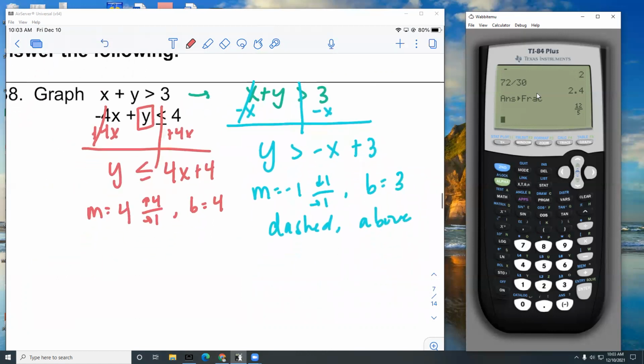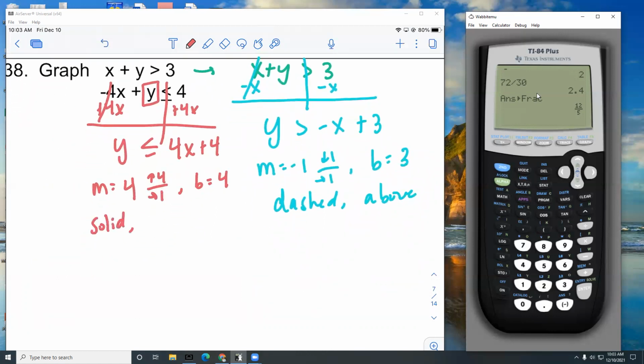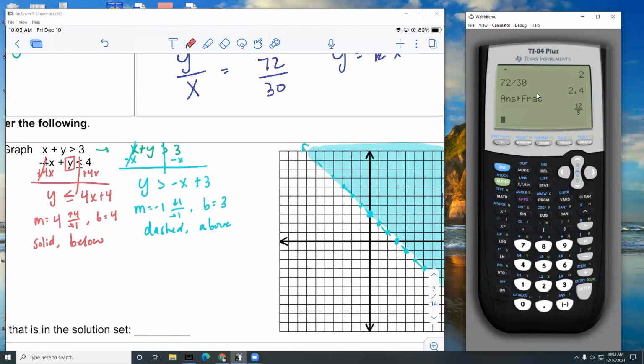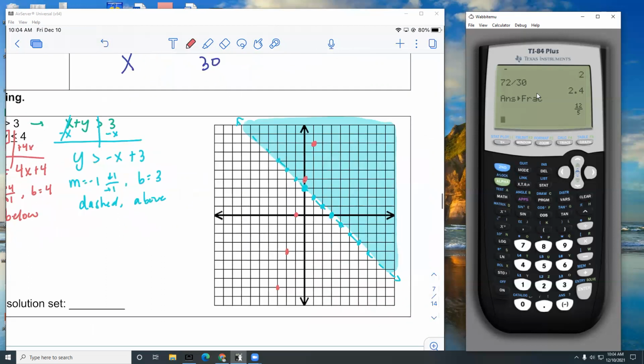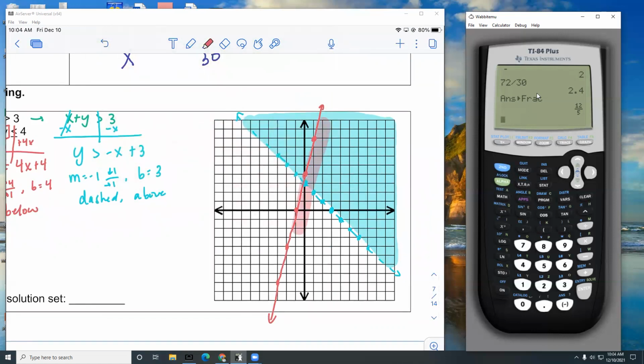My sign is less than or equal to, so it's going to be a solid line because of that line underneath my inequality. And since it's less than, I am shading below. So start up at 4 and go up 4, right 1. You can also go down 4, left 1, down 4, left 1. And then draw in your solid line through those points. And then go ahead and shade below for me. That's going to be everywhere underneath my y-intercept.